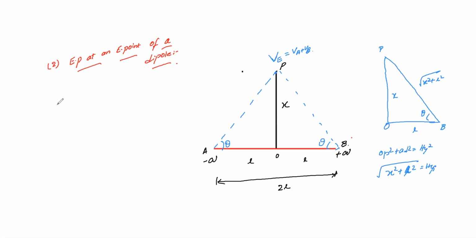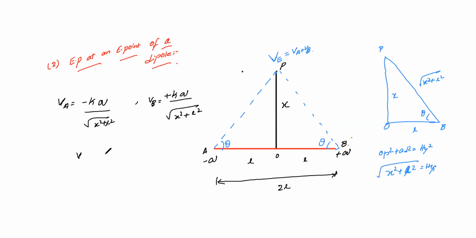Now we'll take the potential VA first. VA is equal to minus KQ, since it is a negative charge, the source charge KQ, divided by the distance, the square root of X square plus L square. And the same thing for VB. VB is equal to KQ, but the B charge is positive, divided by the same distance, the square root of X square plus L square.